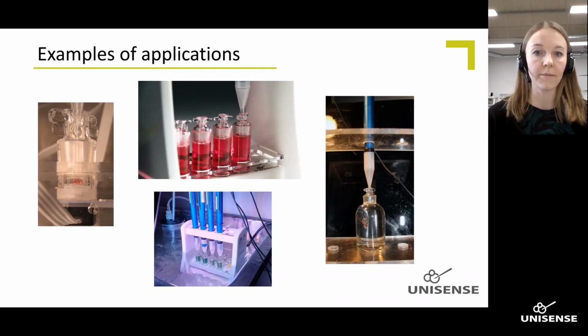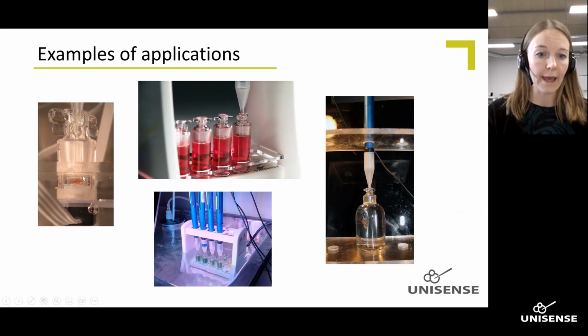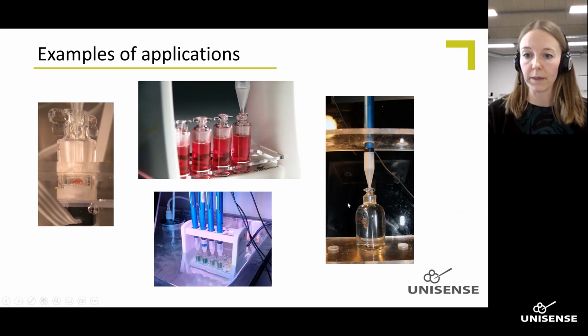The Unisense microrespiration system is used to measure respiration rates and metabolic rates in closed systems. Here you can see some examples of different sample types. We have bacterial cultures, cell cultures, small eggs. It could also be a small animal inside of the chamber. There are many different options.